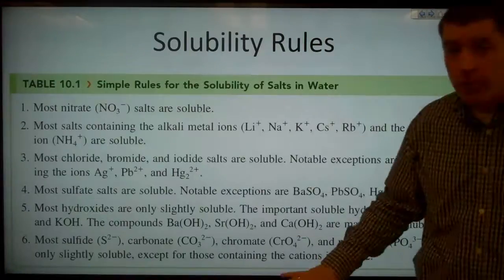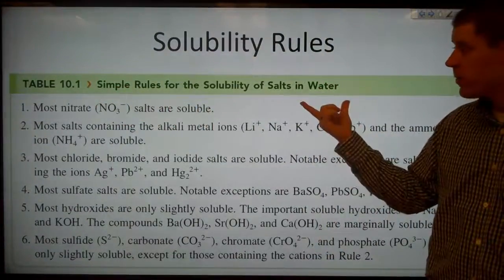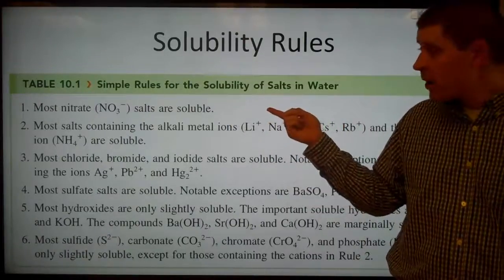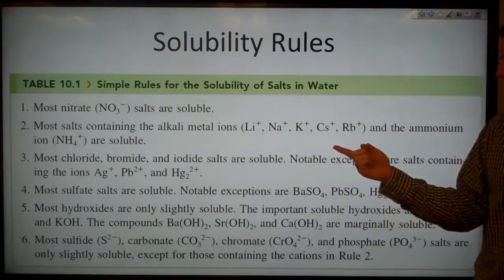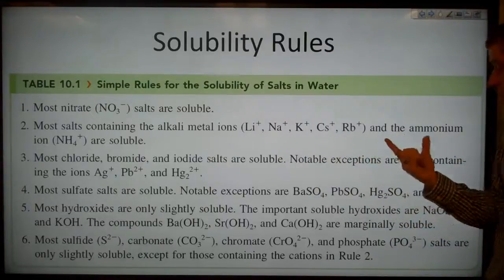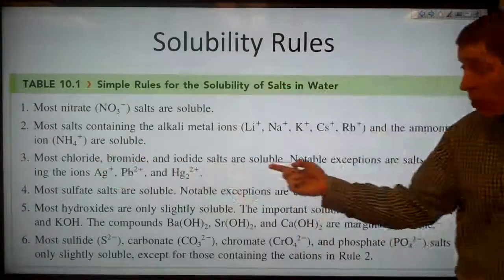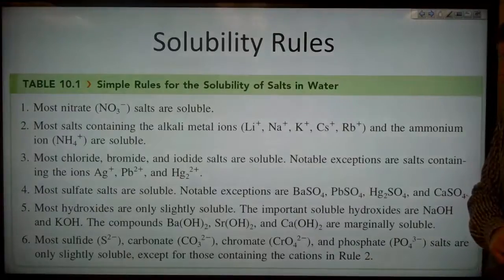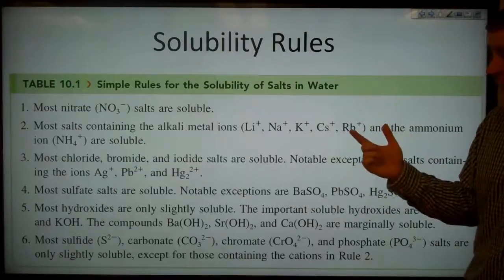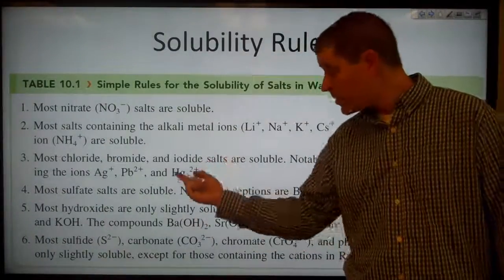So here we have some solubility rules. This is from the Zumdahl text, table 10.1. It's labeled simple rules for the solubility of salts in water. Rule 1 is most nitrate salts are soluble. Rule 2 says most salts containing the alkali metal ions, so lithium ion, sodium ion, potassium, cesium, and rubidium, and the ammonium ion, NH4+, are soluble. Rule 3 says most chloride, bromide, and iodide salts are soluble. Notable exceptions are salts containing the ions silver, lead 2, and mercury 1. Note here that this is Hg2 2+. This is a polyatomic ion.